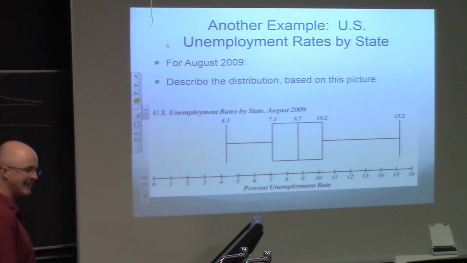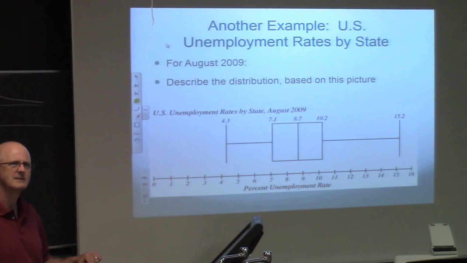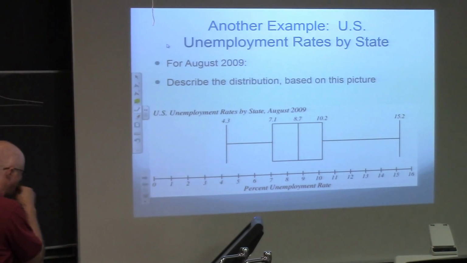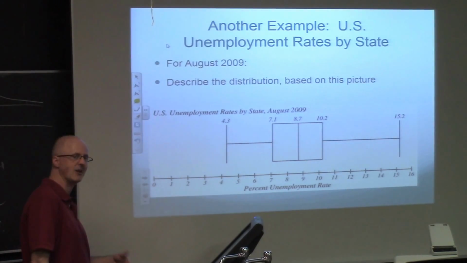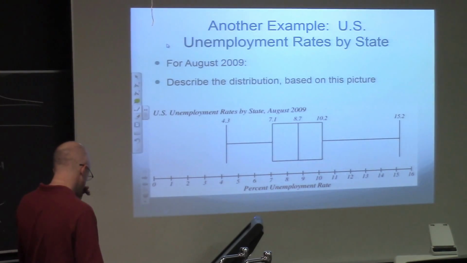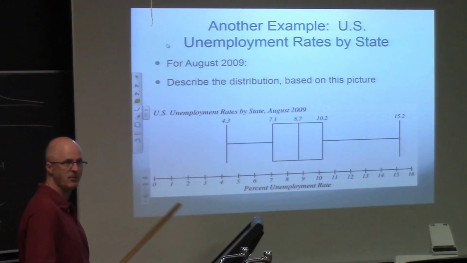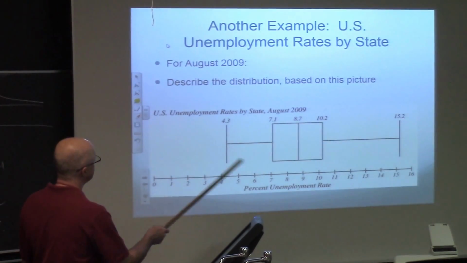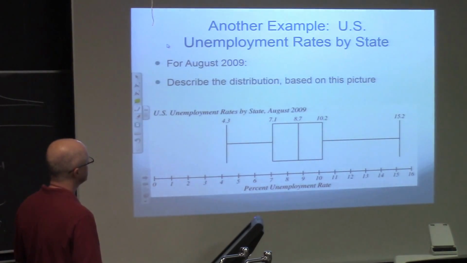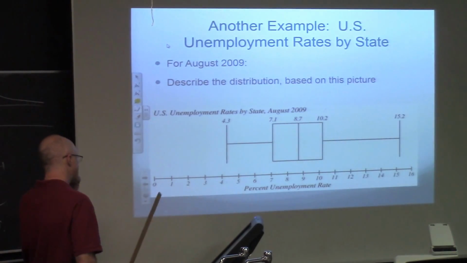For August 2009, that was right after the start of the Great Recession, right? September, October of 2008. Actually, before that even, the Great Recession started. But the stock market kind of crashed in September and October 2008. And in 2009, there were lots of people unemployed. And this is a graph, a box plot for the distribution of unemployment rates by state in August of 2009.